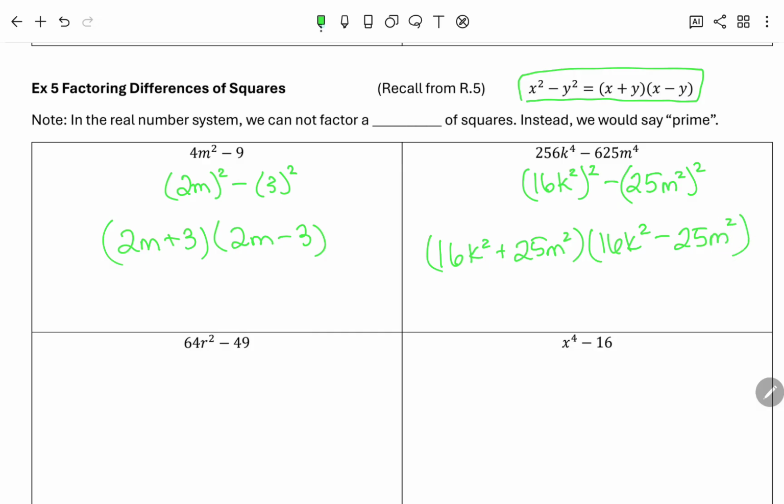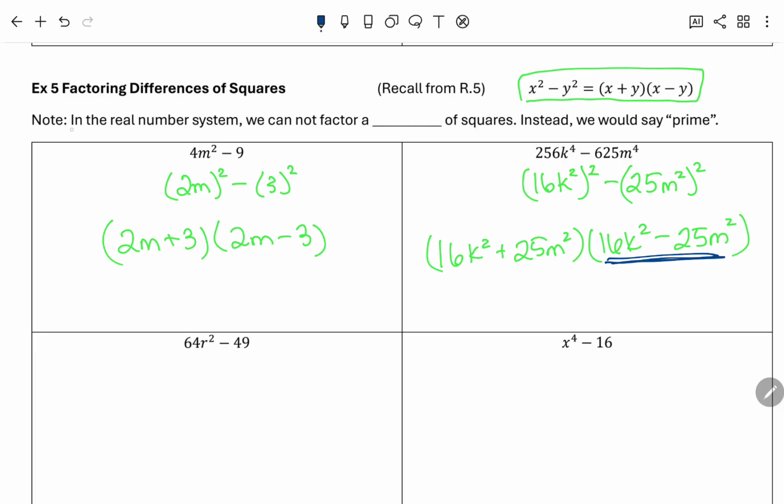Now, I'm actually not done with this problem because it's not factored completely. Factoring completely means that I can't factor any part of it anymore. But notice what we have going on right here. It's a difference of squares because we got more perfect squares and we got another subtraction.